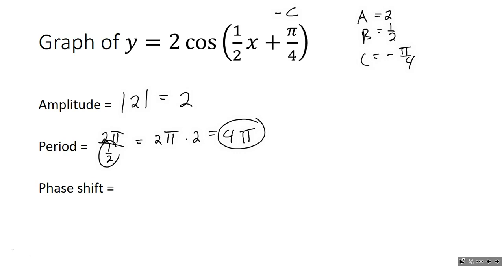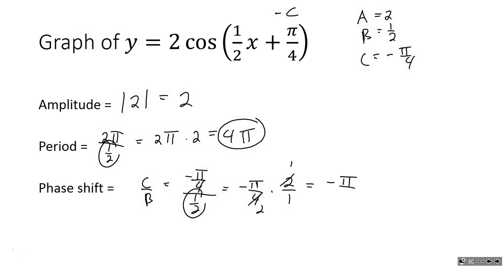And our phase shift is equal to c over b, so that would be minus pi over 4 divided by 1/2. Now that's multiplied by the reciprocal of 1/2, which would be 2 over 1. We can reduce, and we'll have minus pi over 2.